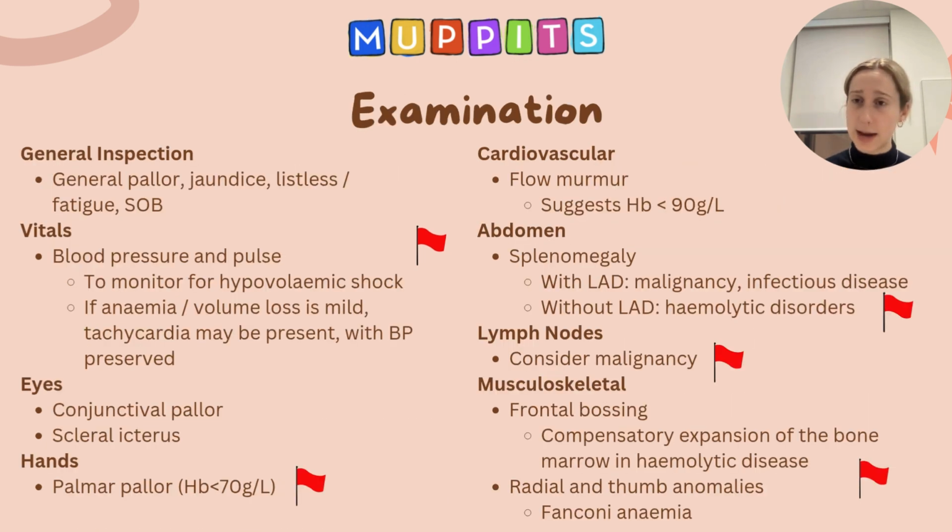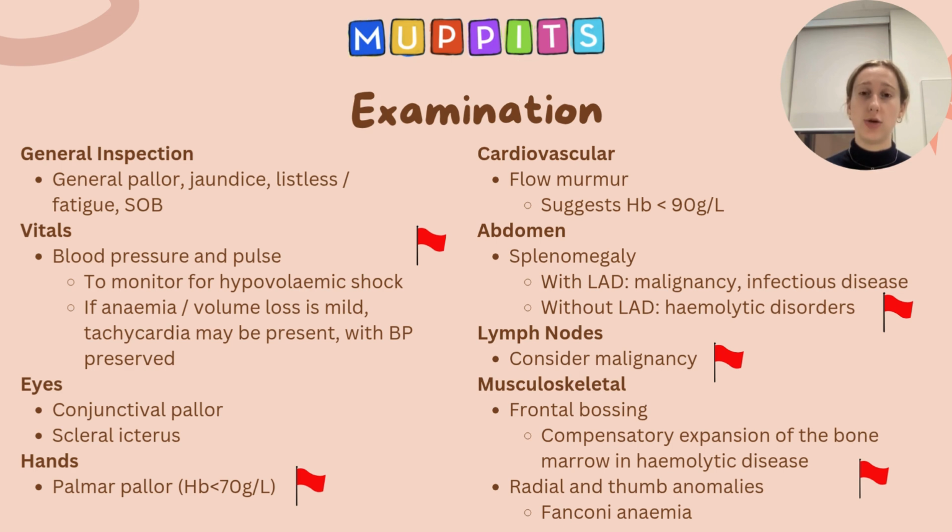So in terms of examination, most children with mild to moderate anemia don't necessarily have any signs or symptoms. And pallor has a poor sensitivity for predicting mild anemia, but it correlates well with severe anemia.